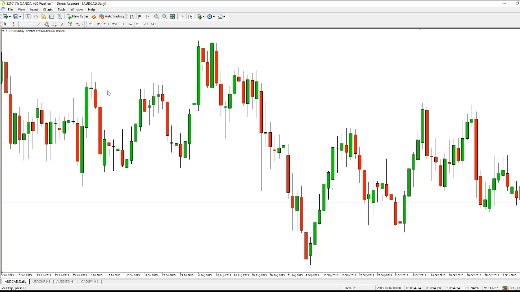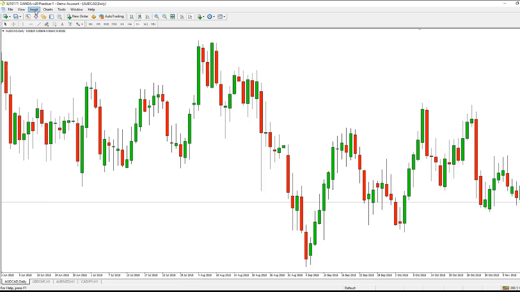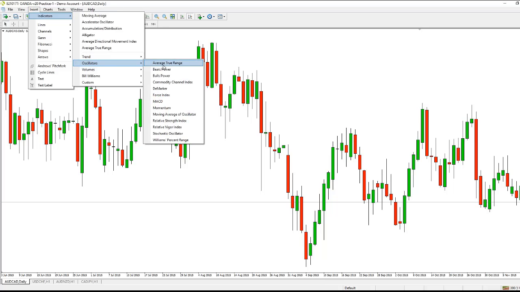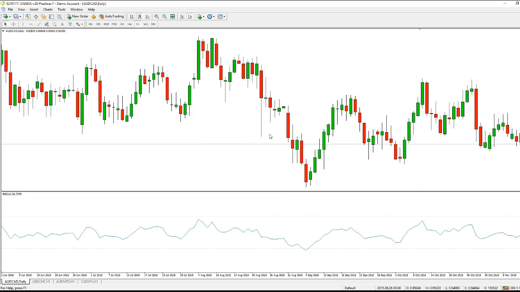So first what you want to do is you can come up to here. You can either do it in the navigator. You can go to indicators, but you can also do it another way. Let's say we hide the navigator, and we're going to click Insert, Indicators, and we're going to scroll down to Oscillators, Relative Strength Index. Click it, and it's going to bring up some settings. We're going to keep them at the default for now. What you'll see is it populates on the screen down here, the Relative Strength Index.